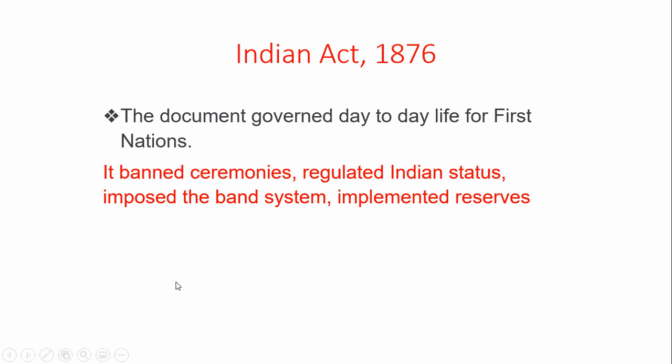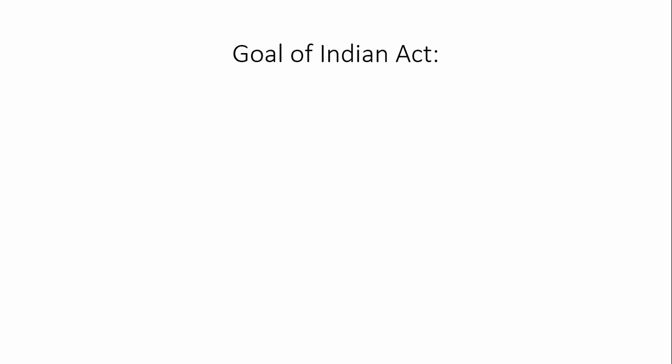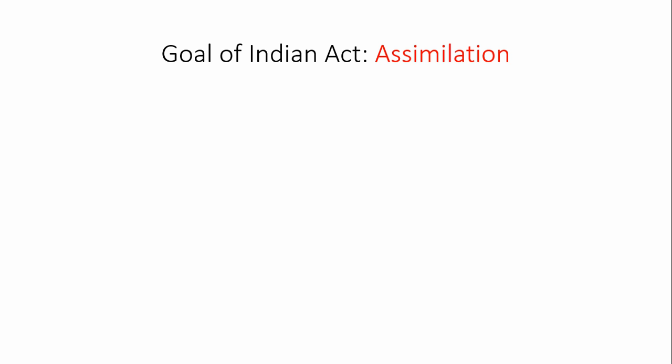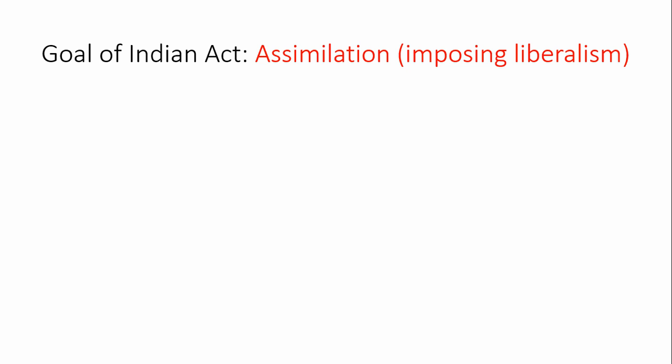They implemented reserves and they enacted residential schools through the Indian Act. So you guys have learned about residential schools throughout junior high and also in social 10, right? And I think you know what the goal was of residential schools, right? The goal was to assimilate First Nations people, starting with their children, assimilating them into the European, Christian, Canadian culture, right? So overall, the goal of the Indian Act was assimilation, or, as we're going to, the term that we're using in this course is more so imposing liberalism, right?